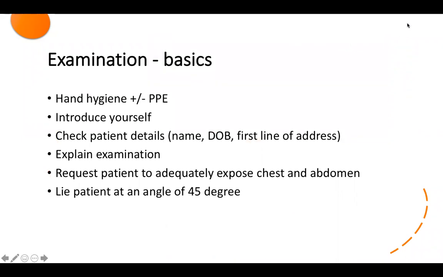Let's go into examination. So you start with hand hygiene, plus or minus PPE. PPE because in terms of COVID, you may be required to wear an apron and gloves, even if you're just doing a normal examination. Introduce yourself, check your patient's details, explain the examination, request them to expose themselves adequately. So you want to be able to see their chest and their abdomen and lie them at an angle of 45 degrees.